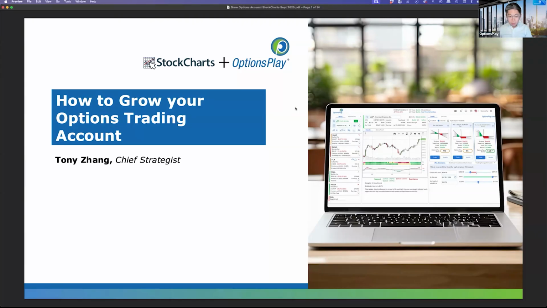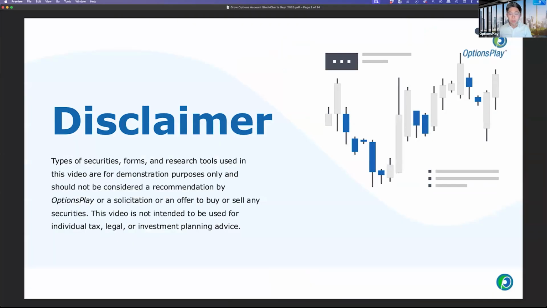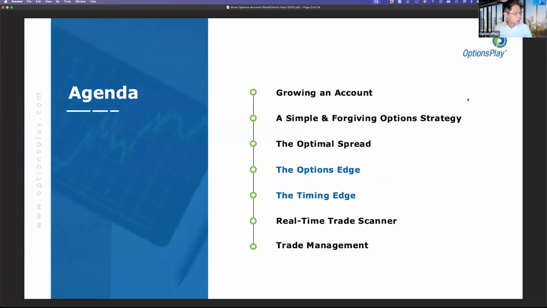So before we get started, what we are going to discuss here today is purely for education and demonstration purposes. It is not a solicitation or recommendation to buy or sell any of the specific securities that I'll be using as example purposes during today's session. Now, what we're going to go over today is specifically how to grow an options account.